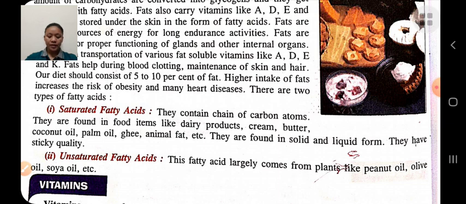Saturated fat is an animal product, and unsaturated fat is a plant product. And we should take more unsaturated fat in our diet. Saturated fat's sources are ghee, butter, animal fat, etc. And unsaturated fats are peanuts, olive oil, soya oil, etc. We should take more unsaturated fat in our diet.